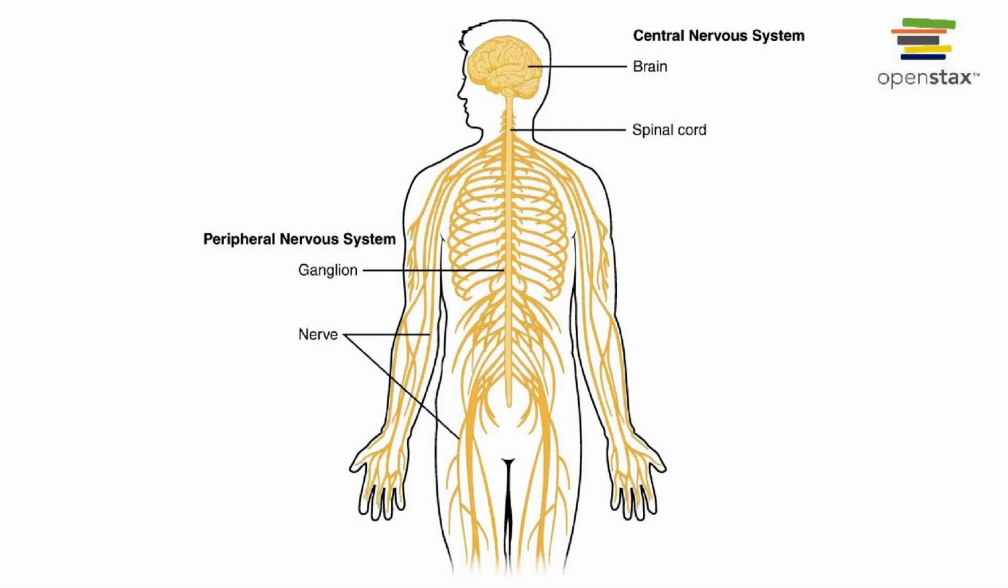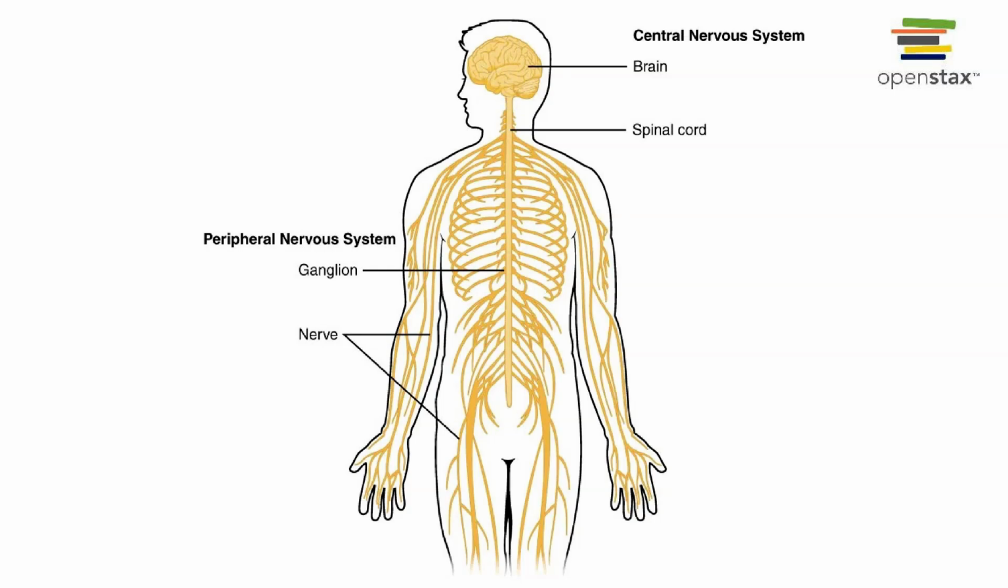Looking at this simple anatomical diagram, we can see how the nervous system is organized throughout the body. The central nervous system consists of two main parts: the brain, which is our command center, and the spinal cord, which acts as the main communication highway. Moving outward, we see the peripheral nervous system, which includes an extensive network of nerves branching throughout the entire body, along with clusters of nerve cell bodies called ganglia.